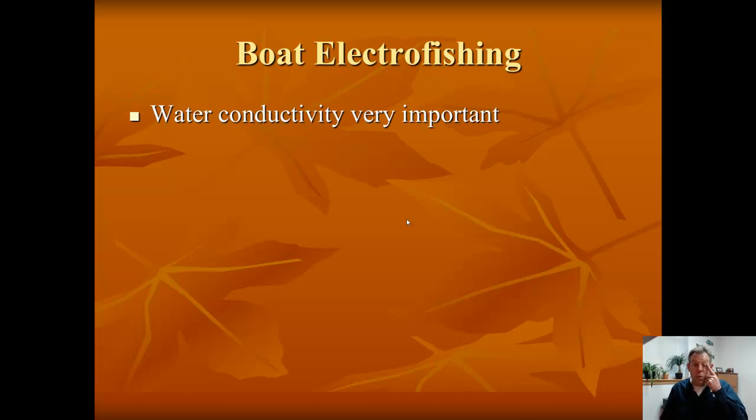So when we talk about electrofishing, of course you can do it from a boat, you can do it from a backpack, you can do it from a seine. I've seen an electric trawl before. There are some things we have to think about as far as theory goes. The water conductivity is very important. Obviously, conductivity is how well the water conducts an electric current. If you're working with electric current, this is very important. That's why we try to measure it every chance we get.